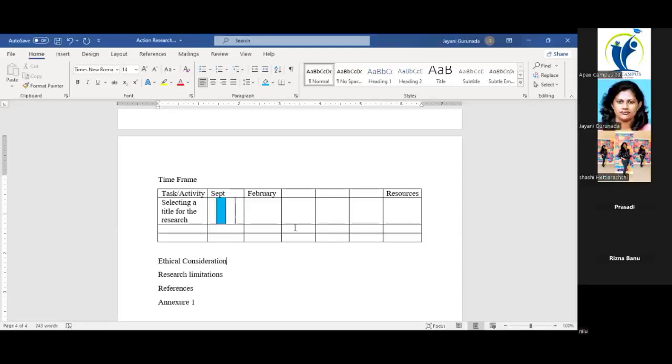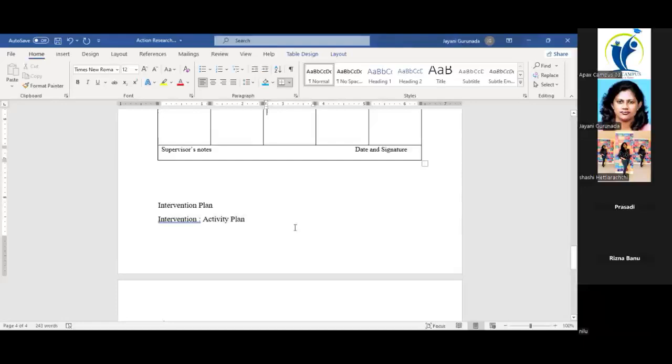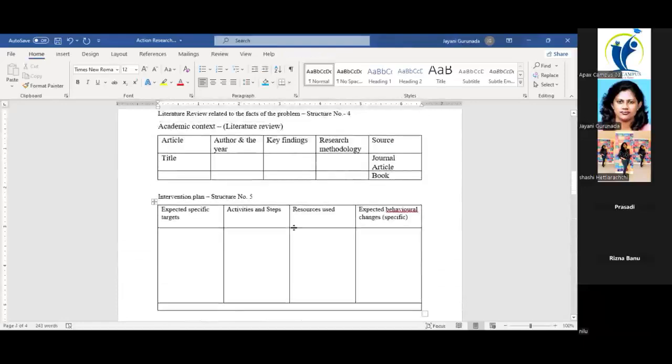So there, it's better if you can have it like this. Wait. Like here, can you see this now? Yes, ma'am. Expected specific target. Right. Imagine students with the ability of pronouncing given words correctly.